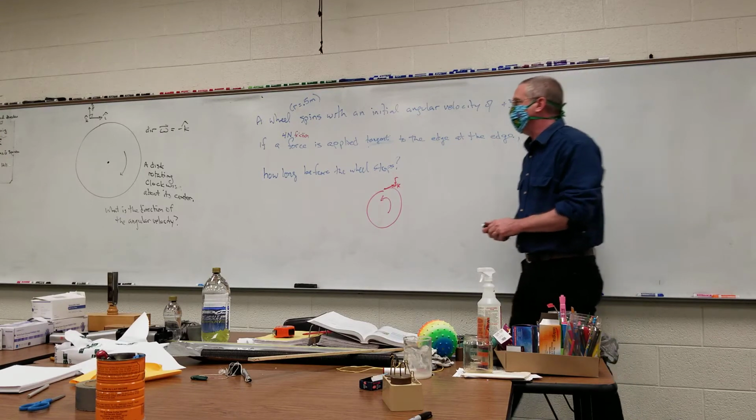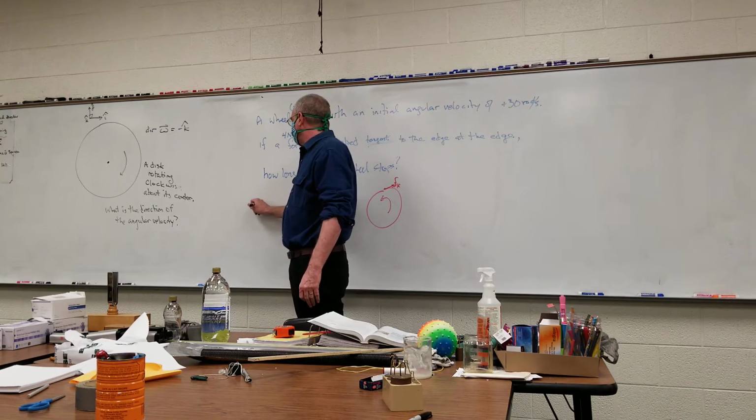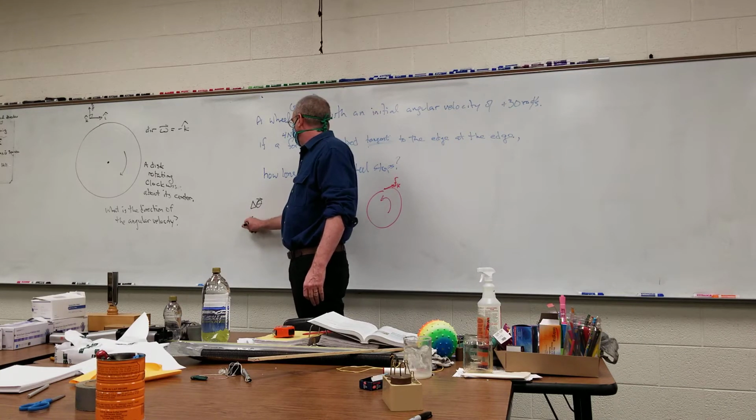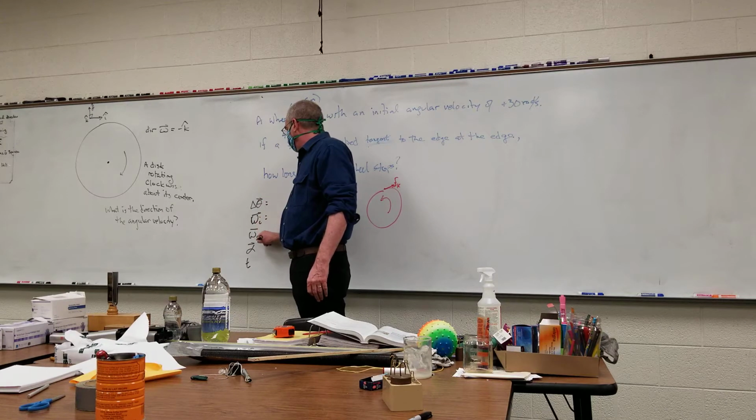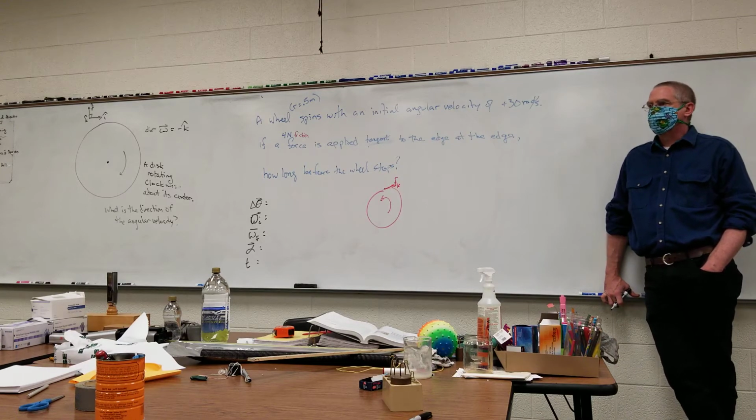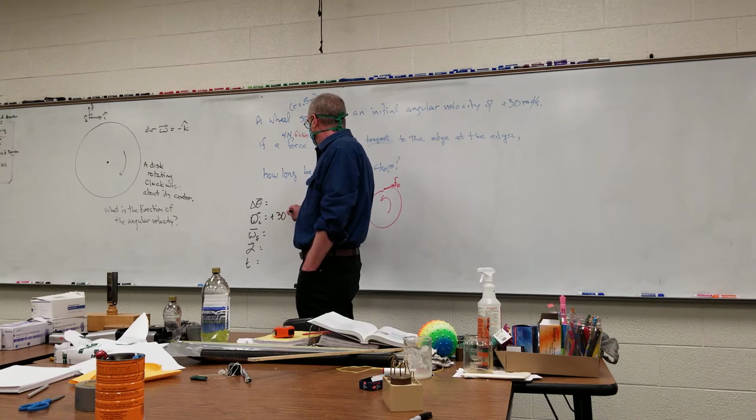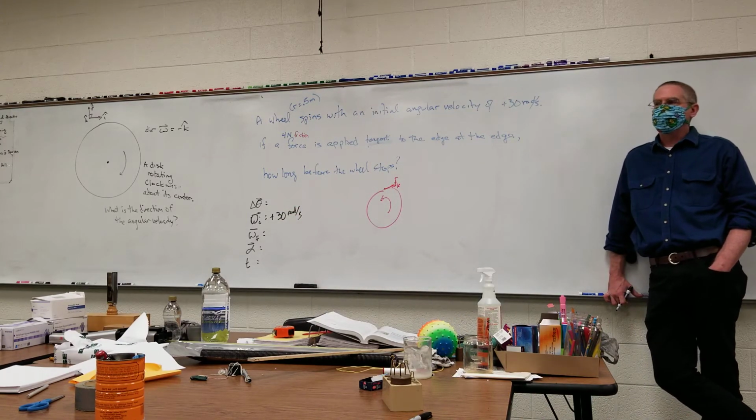All right, so let's see what we know here. We solve it exactly the same way we were doing problems in chapter 2, except we just changed the symbol. We have our angular displacement. We have initial angular velocity, final angular velocity, angular acceleration, and time. What do we know? The initial angular velocity. All right. And we know one other thing.